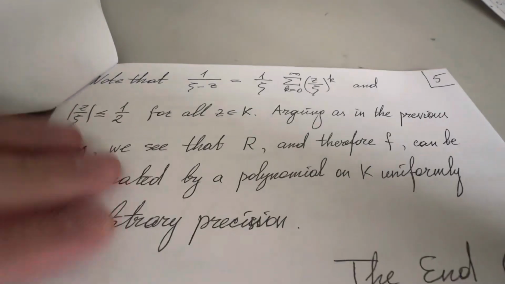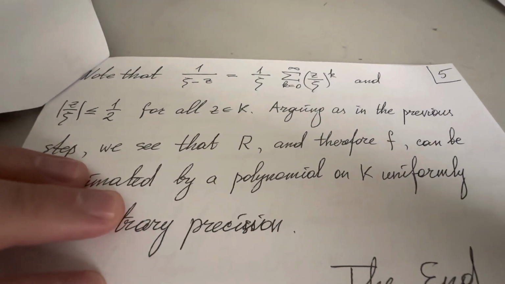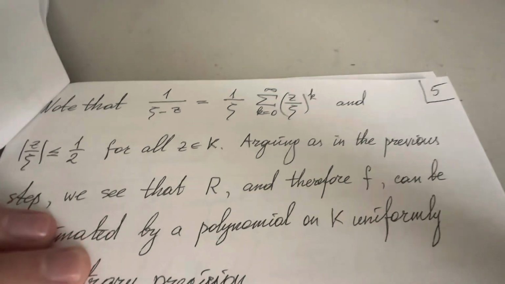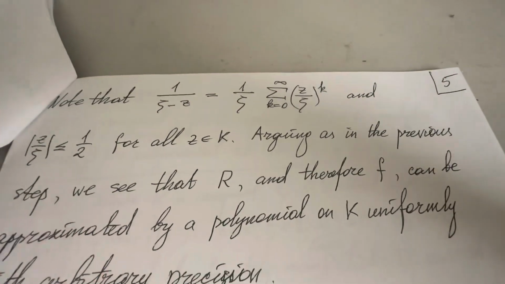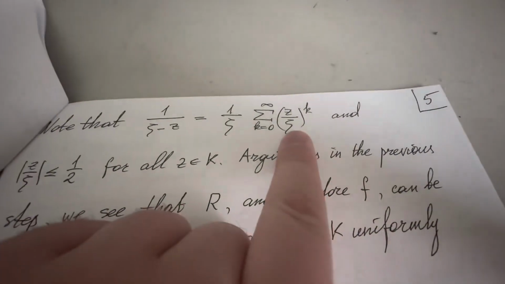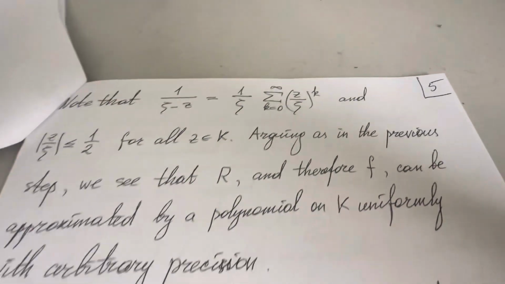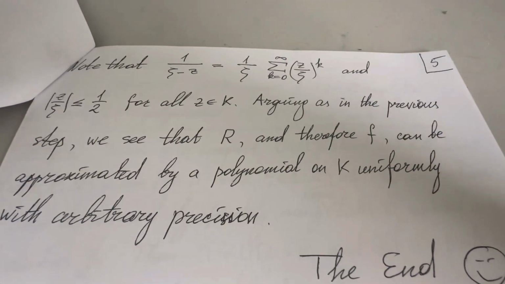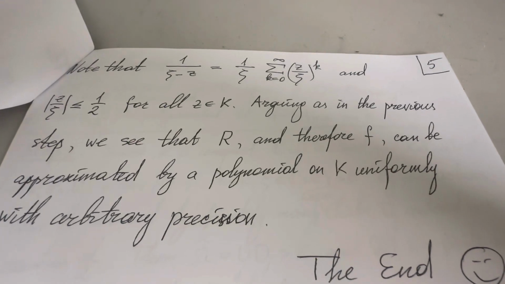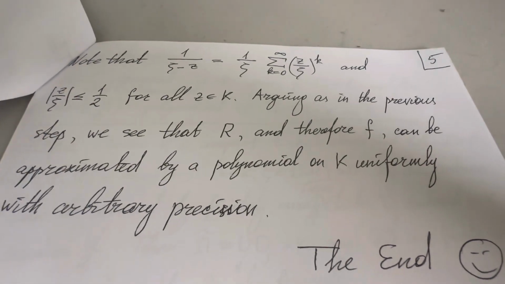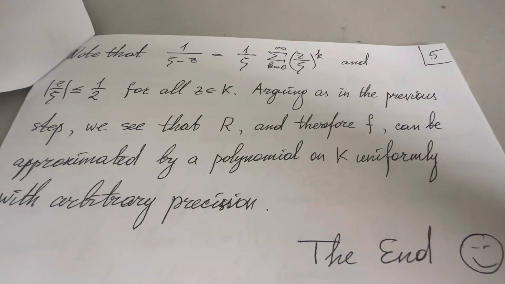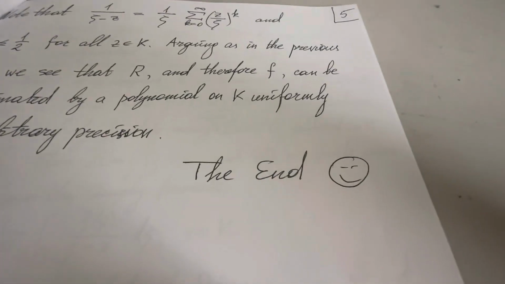And what's he going to do? 1 over zeta minus z can be rewritten as the geometric series given here, and the fraction inside is at most 1/2. Arguing as in the previous step, we see that r and therefore f can be approximated by a polynomial on K uniformly with arbitrary precision. The end, smiley face.